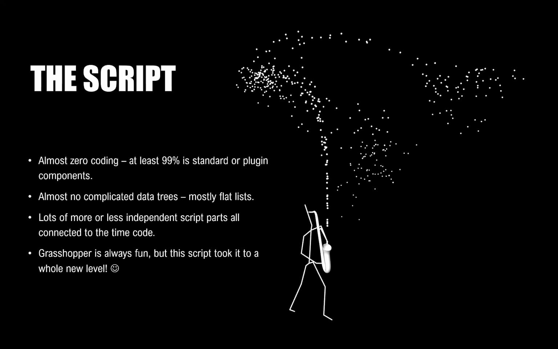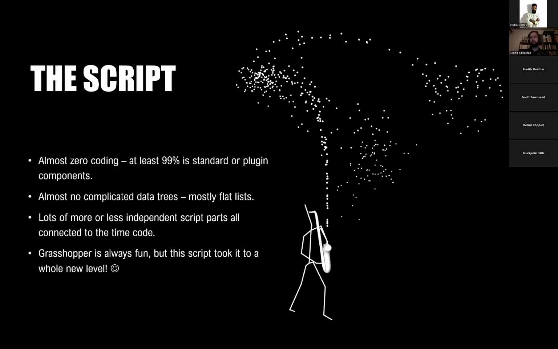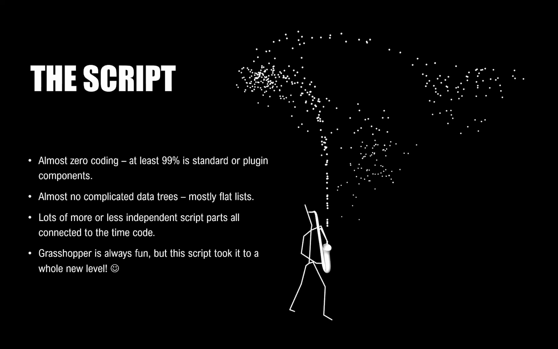So the actual script is very little coding. It's like 99% standard or plugin components, and the data trees are quite simple, actually, compared to what I do professionally. Mostly flat lists. The script consists of a lot of small parts that are all connected to the timecode. So they are not so much interconnected. It's more like small worlds, but they are all connected to the timecode, which runs everything like a conductor conducts an orchestra. So that is what creates the timing, of course.